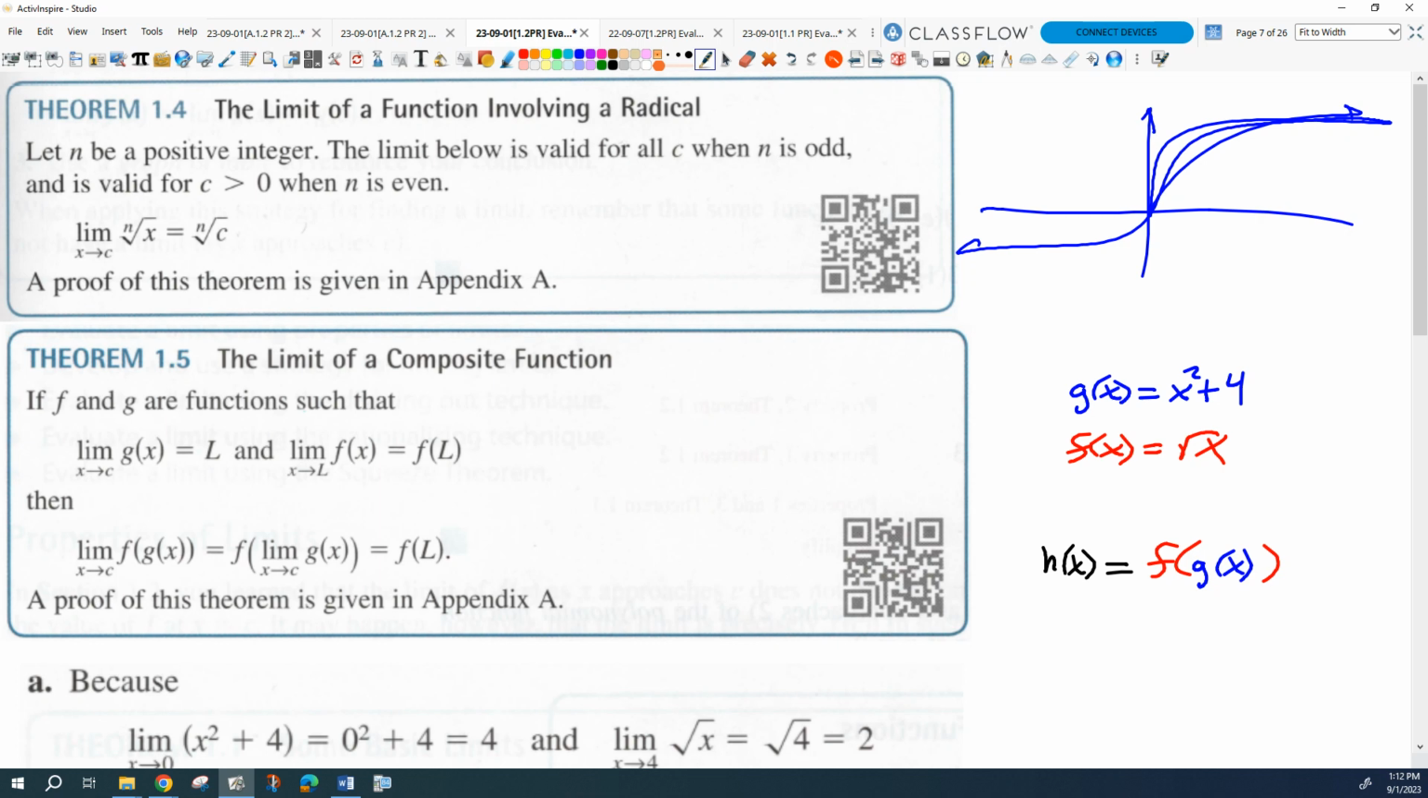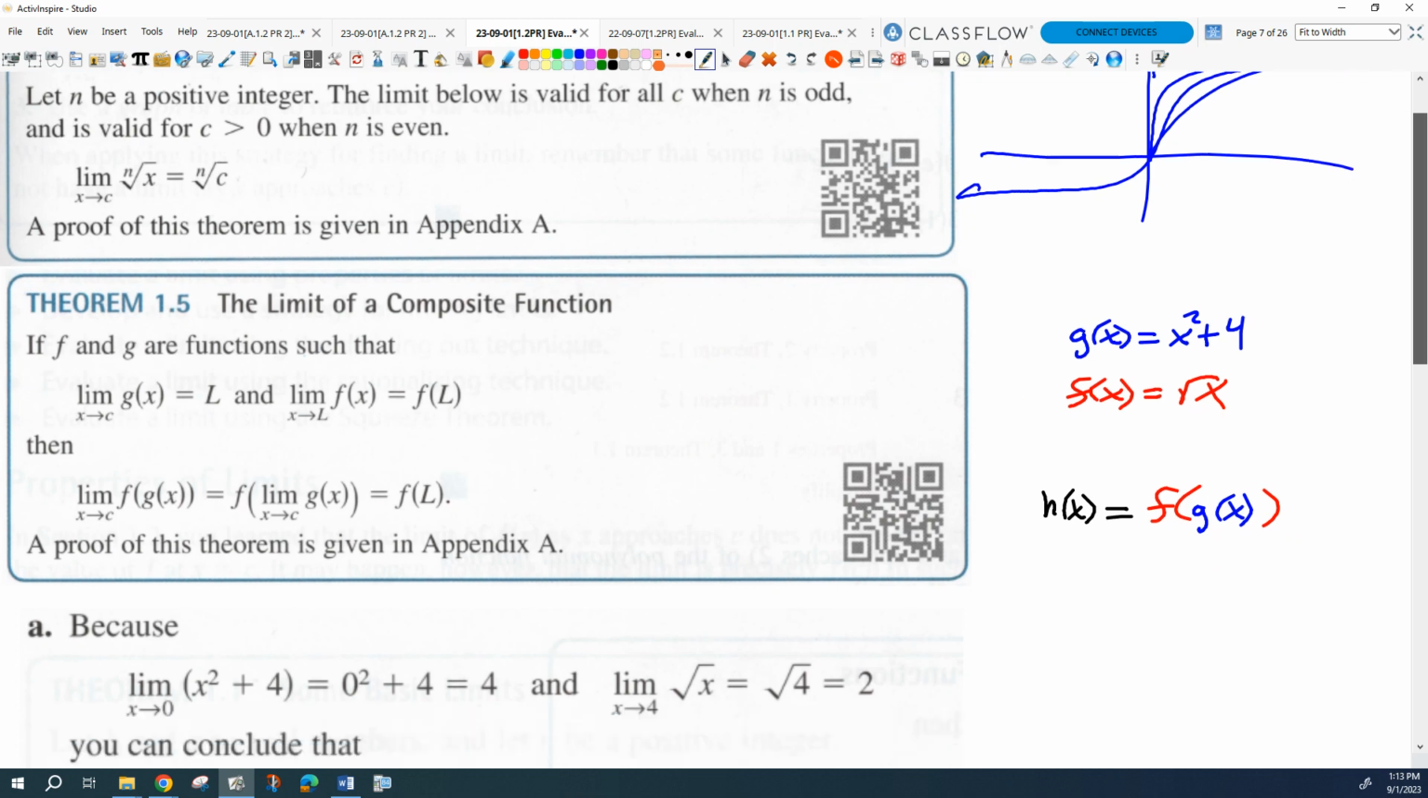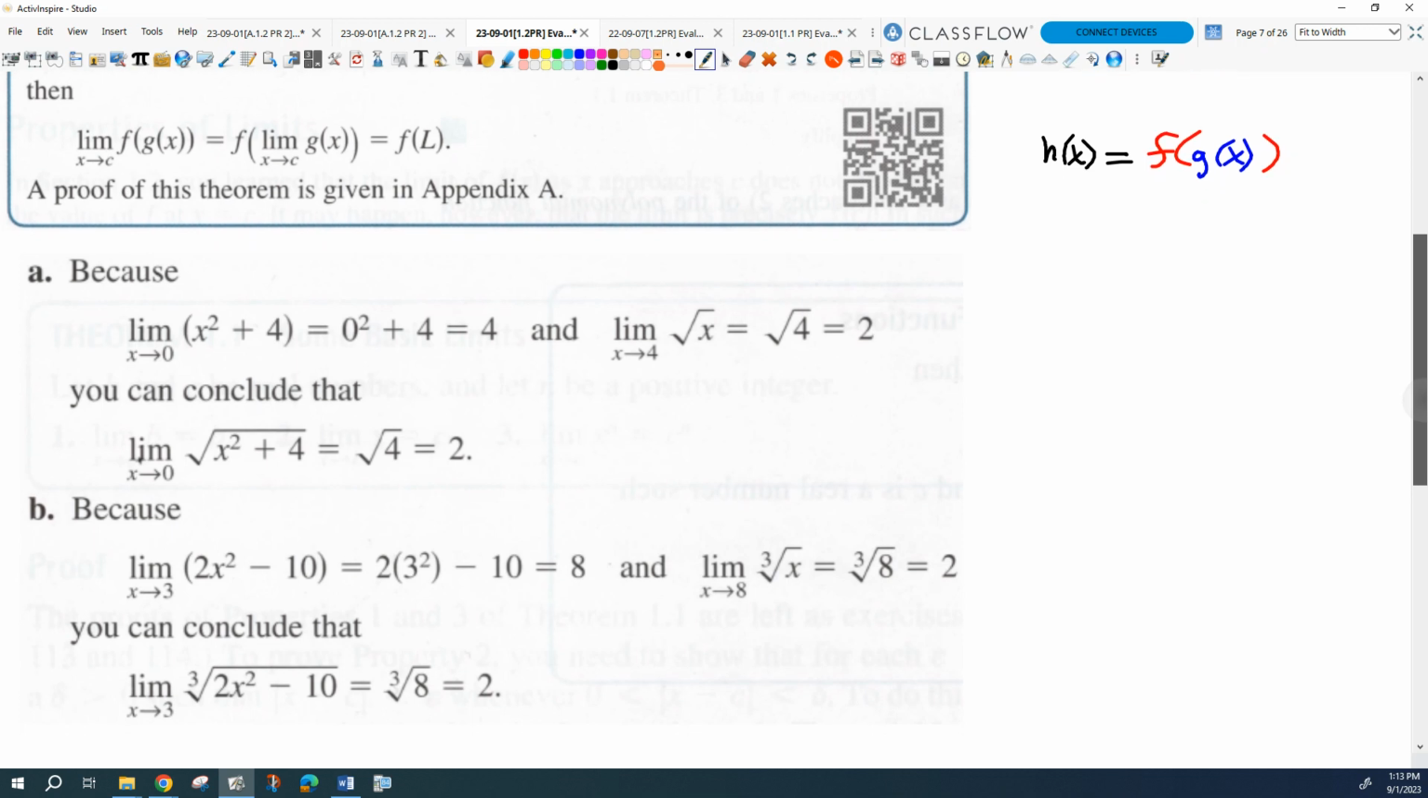Okay? What about a composition of functions? If f and g are functions such that the limit of g of x is equal to L as x approaches c, and the limit of f of x is equal to f of L as x approaches L, then we can make a composition from this, right? We could say that the limit of f of g of x as x approaches c is equal to f of the limit of g of x as x approaches c, which is just f of L. Okay, that's easy to do. That sounds complicated, but here's an example.